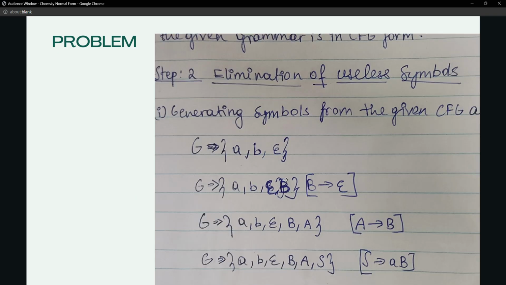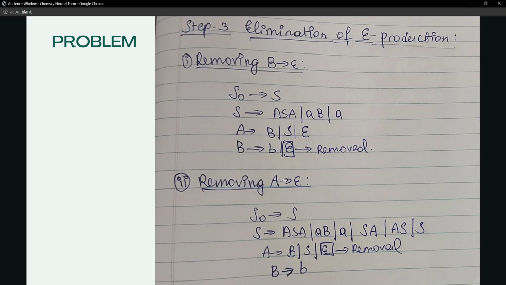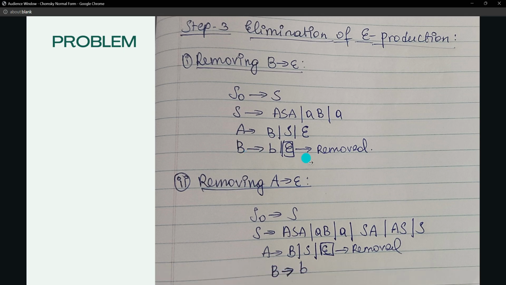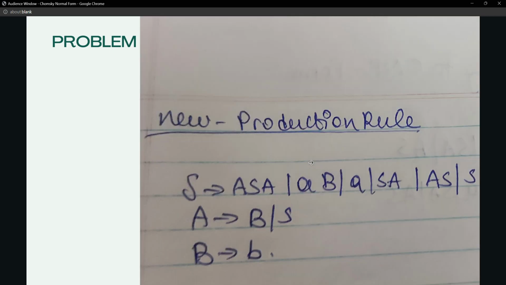So how can we eliminate epsilon production? Wherever you see the epsilon production, you have to replace it by substituting it into the suitable production rule. So as of now, we are going to remove B gives epsilon and A gives epsilon by replicating the epsilon with its production. When we remove B and A, we'll get a new production rule, which is S gives rise to ASA, AB, ASA, AS, and S, and A gives rise to B or S or B, B. And hence we completed our second elimination rule.